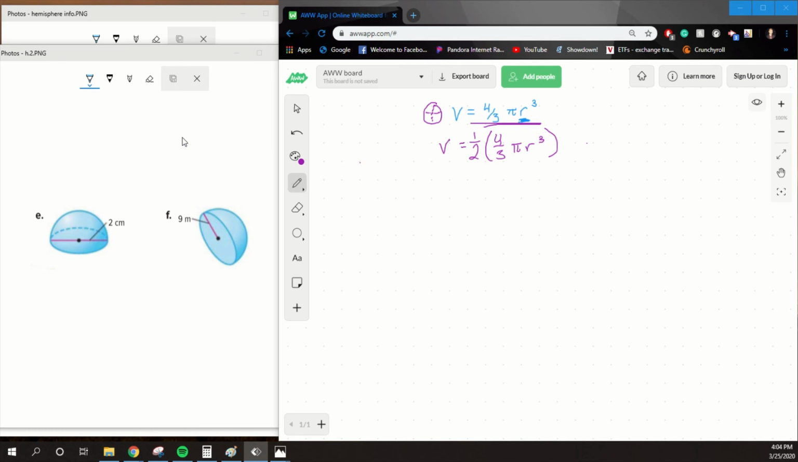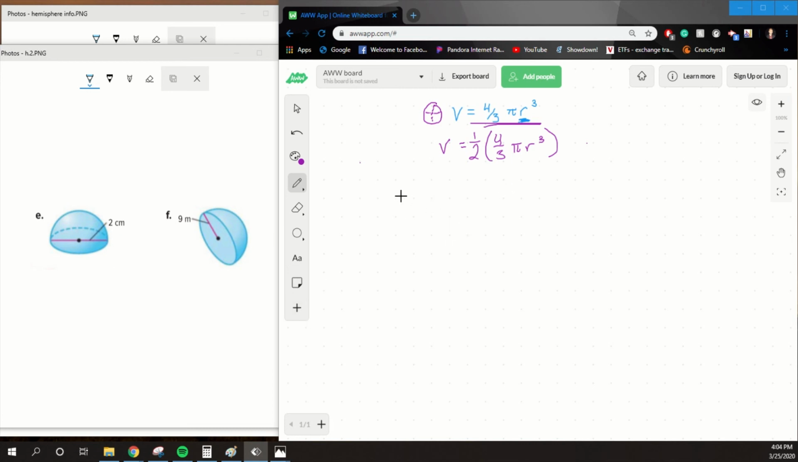So you should have had plenty of time to solve that. So remember that this is our formula for finding an entire sphere's volume. And this is what we use when we're finding half of the sphere's volume, the hemisphere's volume. When we're finding a hemisphere, we multiply our sphere's volume by half.